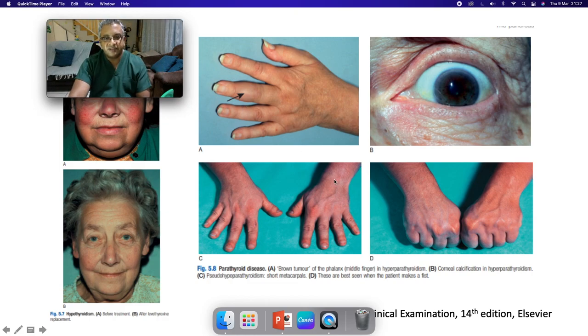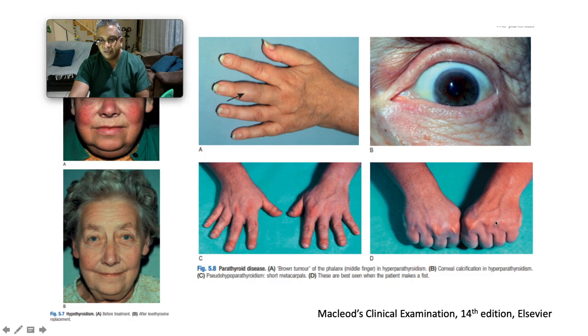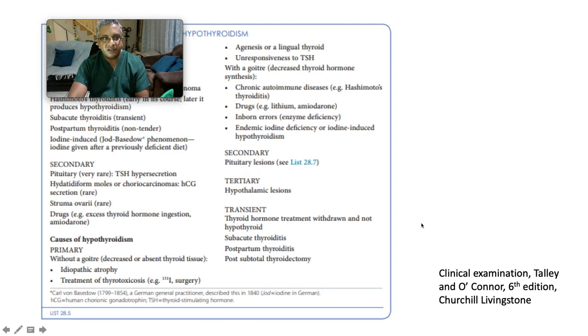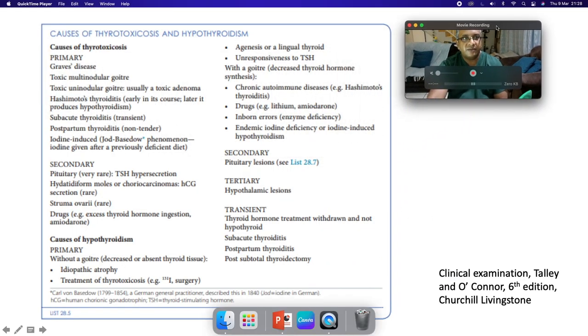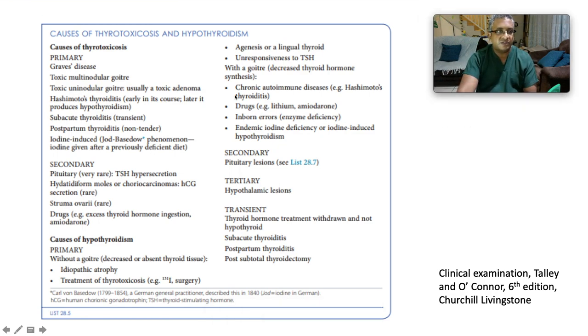This is parathyroid disease. So A speaks to a brown tumor. You can see this swelling of the middle phalanx, and this happens in hyperparathyroidism. Right here, we can see a corneal calcification in hyperparathyroidism. Picture C shows us pseudohypoparathyroidism with the shortened metacarpals, especially the shortened fourth and fifth metacarpals. You can appreciate that, right? And D, these are best seen when the patient makes a fist. Okay, nice one. Okay, let's just talk a little bit about causes of thyrotoxicosis and hypothyroidism.